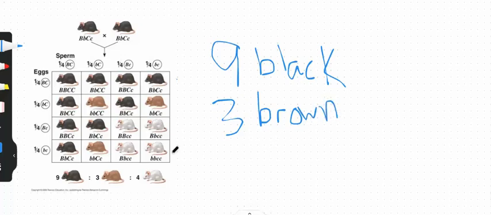And then if the animal had two little c's, that meant that it didn't matter what was going on with the B's. No pigment would be deposited. So what we see here is 4 animals having two little c's, meaning 4 white animals. So this is a 9:3:4 ratio. With a typical dihybrid cross, we would expect a 9:3:3:1 ratio, and often we see variation from that ratio with epistasis.